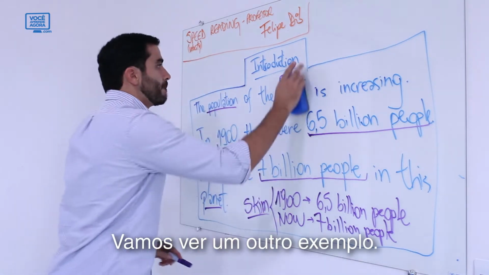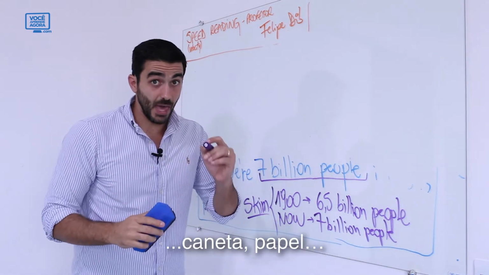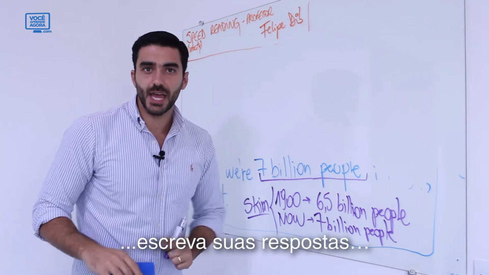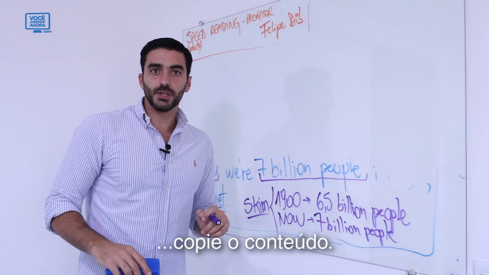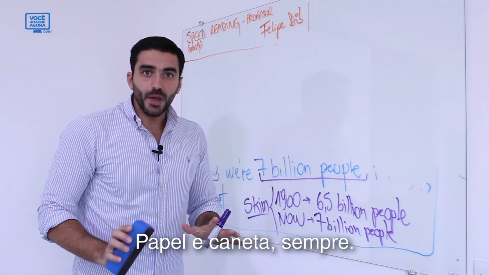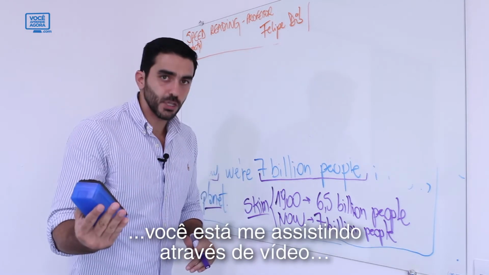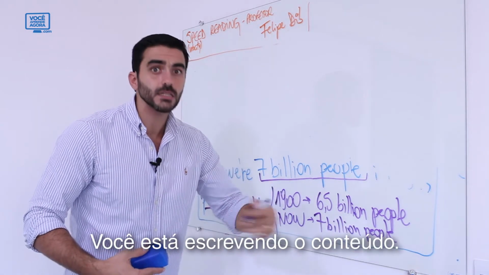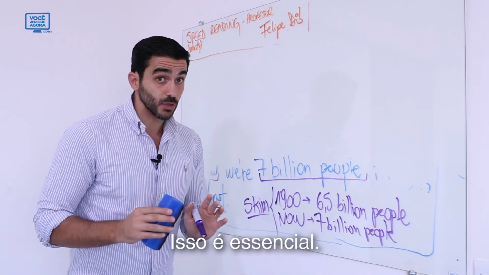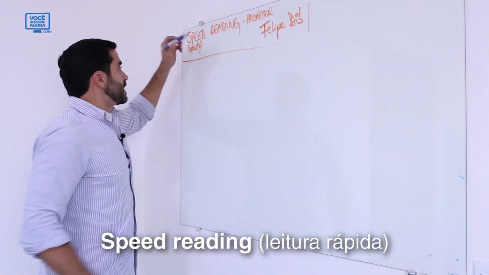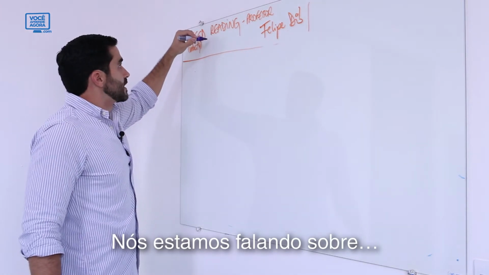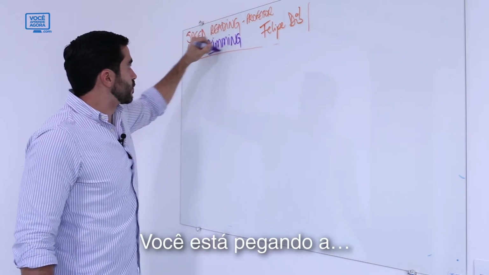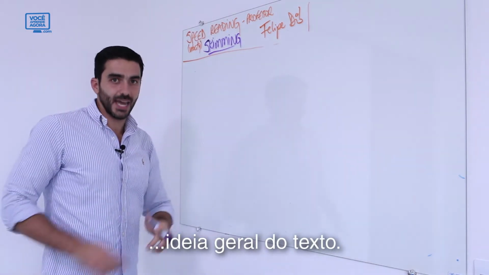Let's see another example. Please, pen, paper, pause the video. Write down your examples. Write your answers. Copy the content. Pen and paper, always. During our classes, you are watching me through video and you are making your notes. You are writing the content. Okay? This is essential. Speed reading. We are talking about skimming. You were taking the general idea of the text.